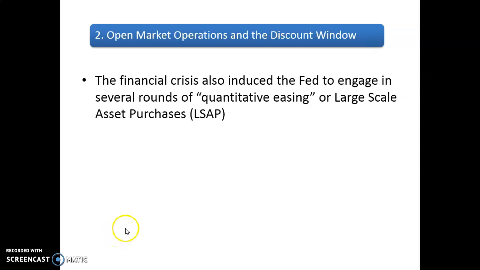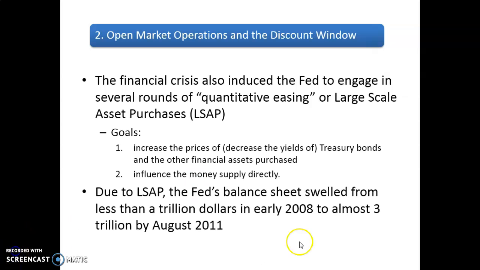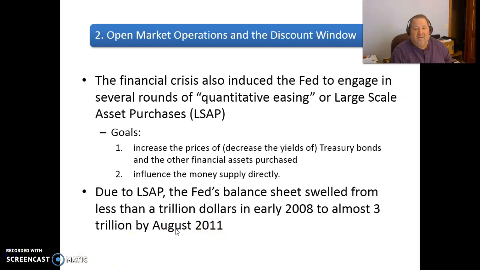You've heard the term quantitative easing, and that's where the Fed purchased a lot of assets, bonds, to again inject liquidity into the market. And you can see, the goal was to decrease yields, interest rates on Treasury bonds, but also to increase the money supply. Because of quantitative easing, the Fed's balance sheet in assets swelled from less than $1 trillion to almost $3 trillion by August 2011. So I'm going to end this video, and then we'll come back with a second video to cover the second half of Chapter 16.